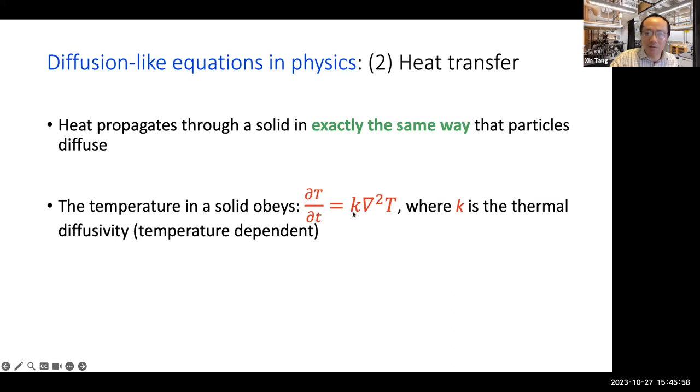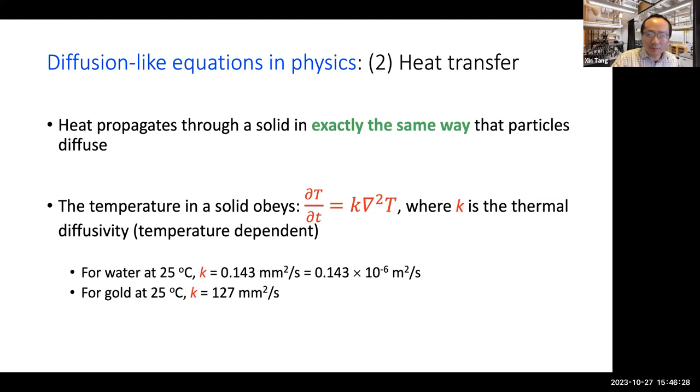The temperature change equals K times the spatial change of temperature, okay? So K is the thermal diffusivity. A larger thermal diffusivity is better for heat to transfer. And when the heat transfers, it will change the temperature, right? So when you have some heat source there, the temperature induced by that heat follows this equation. For normal water, the heat diffusivity has this value.